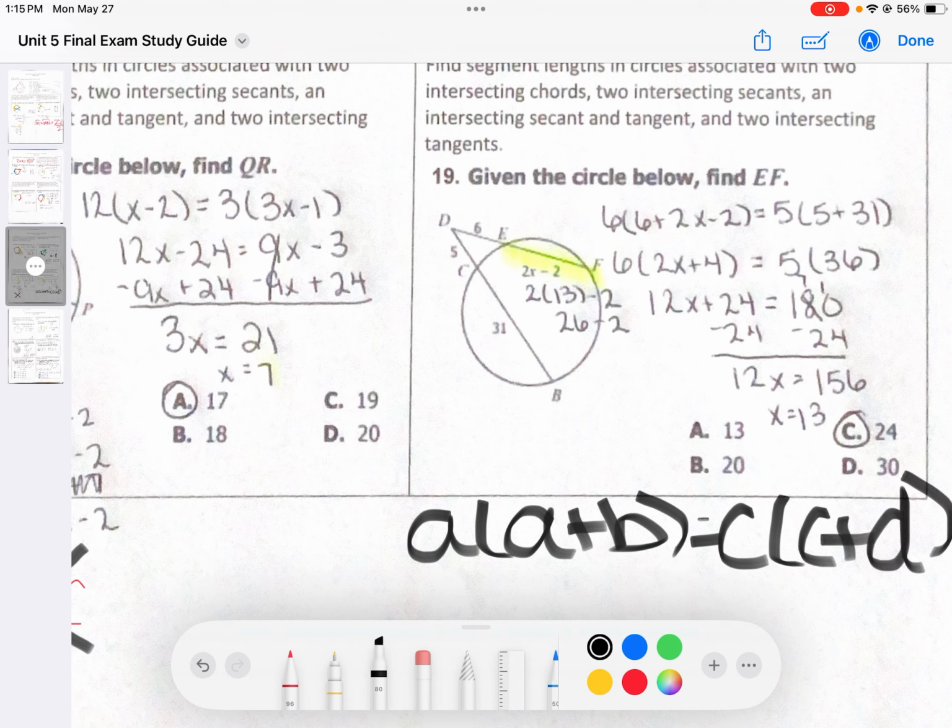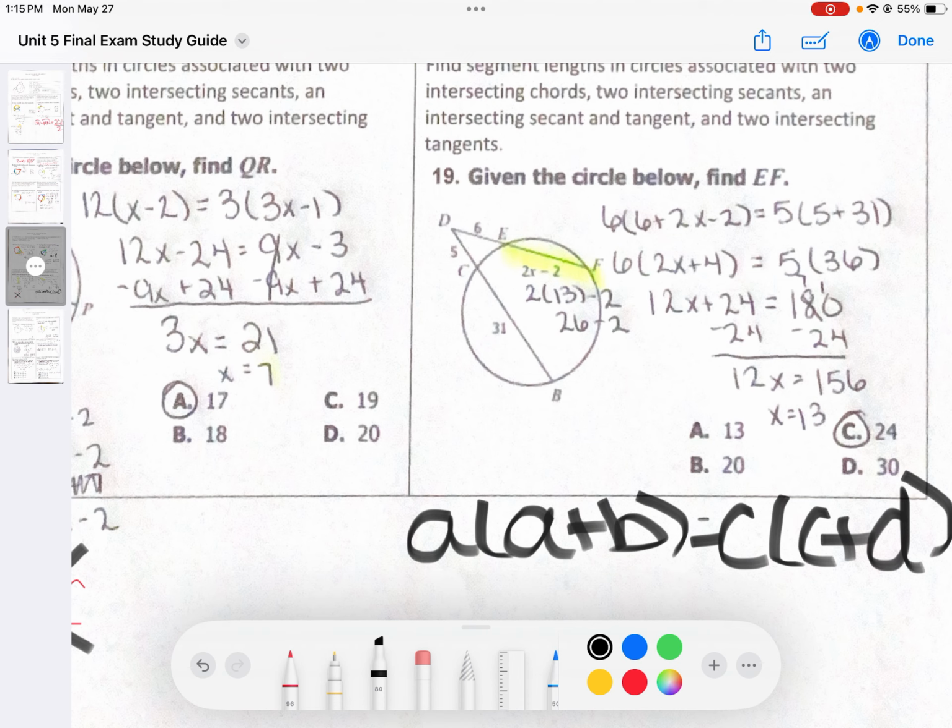So you take one secant: 6 times (6 plus 2x minus 2) equals 5 times (5 plus 31). DA is one secant, DB is another secant, making sure you're multiplying those secants with themselves. 6 times (2x plus 4), because 6 minus 2 is 4. That's where that 4 comes from. Then you distribute: 12x plus 24, and 5 times (5 plus 31).